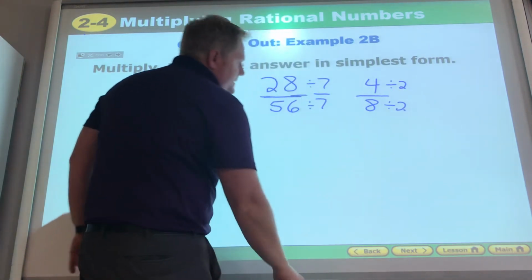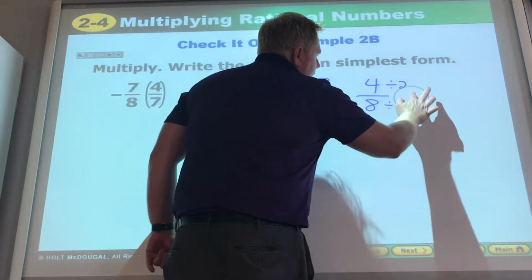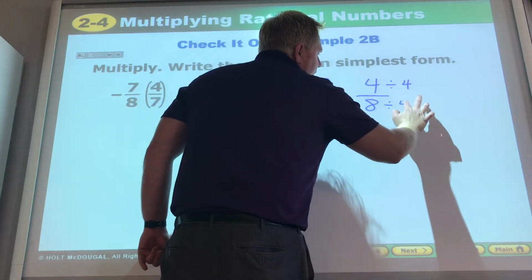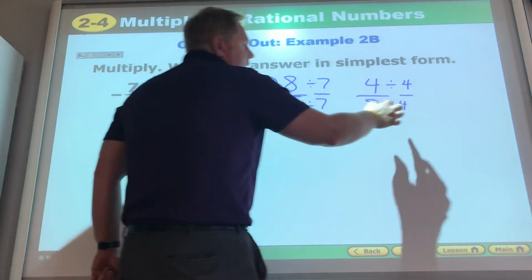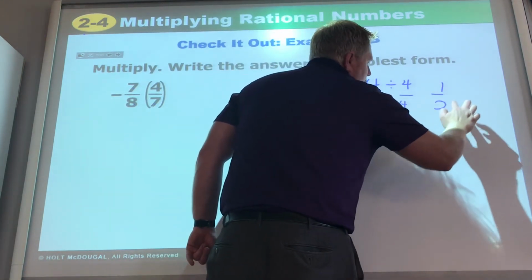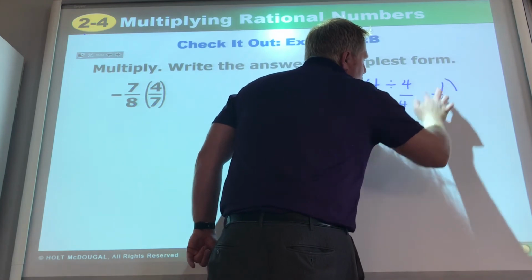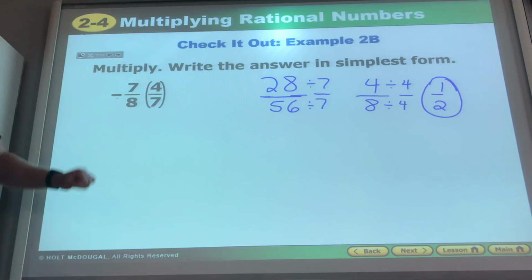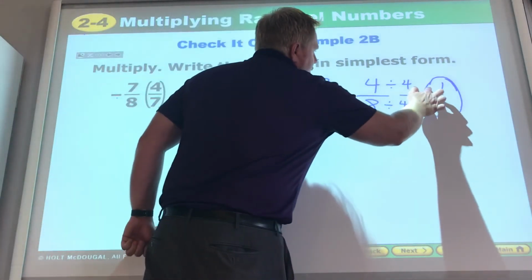Or I actually see something that would be easier. Instead of 2, I can divide by 4 and divide by 4, another fancy one, and I can get 1 over 2, which is 1/2. Then I got to remember, way over here I had a negative. Negative 1/2.